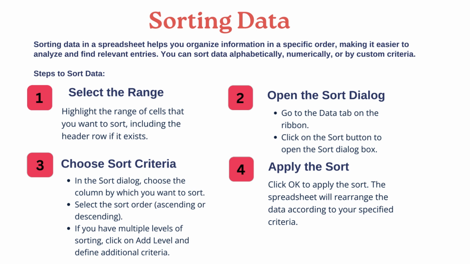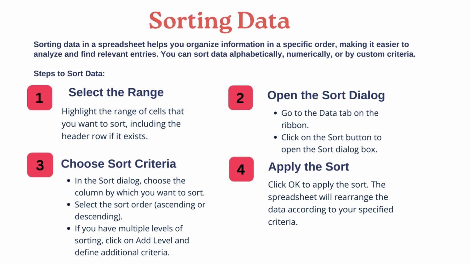Steps to sort data: select the range. Highlight the range of cells that you want to sort, including the header row if it exists. Open the Sort dialog. Go to the Data tab on the ribbon. Click on the Sort button to open the Sort dialog box. Choose sort criteria. In the Sort dialog, choose the column by which you want to sort. Select the sort order, ascending or descending.